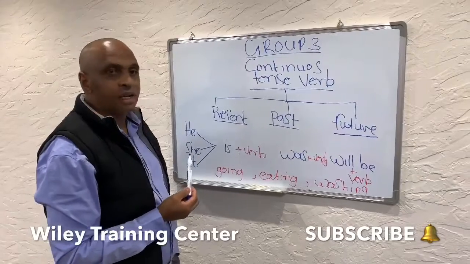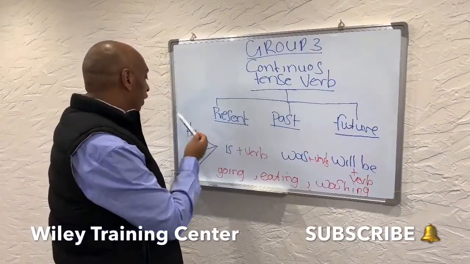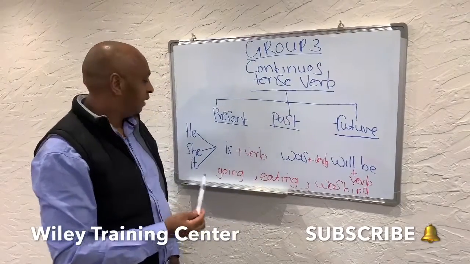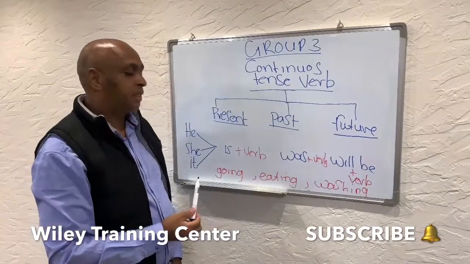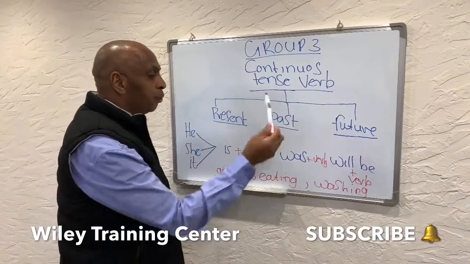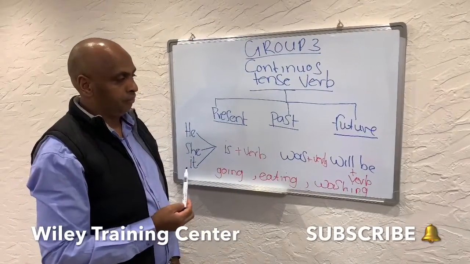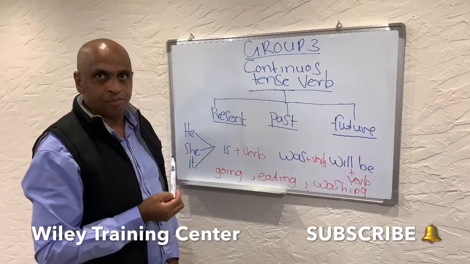Let us look at the next verb, washing. He, she, it: is washing for the present tense. He, she, it: was washing for the past tense. He, she, it: will be washing for the future tense. This is the continuous tense verb.